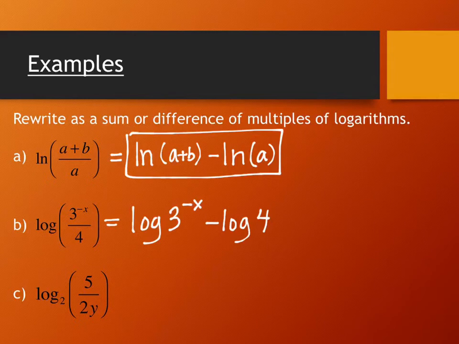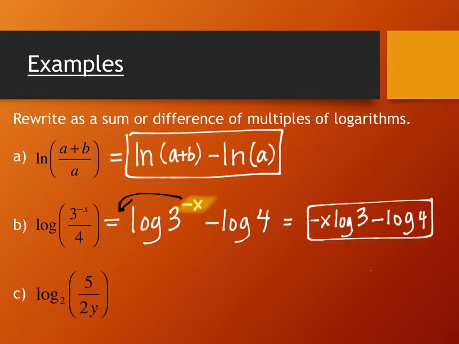And then we're going to deal with the exponent, and we're going to take the exponent and bring it down. So I now can bring down my negative x log of 3, and then minus the log of 4. And that's the fully expanded version for that one.